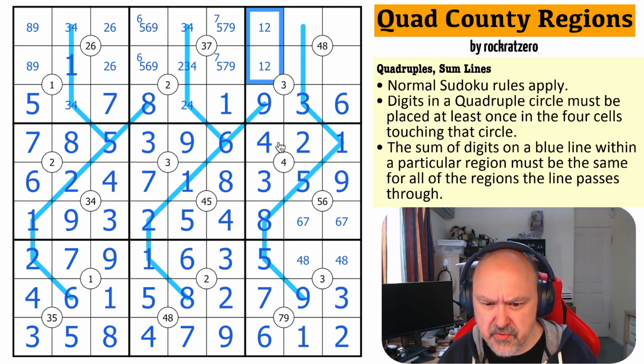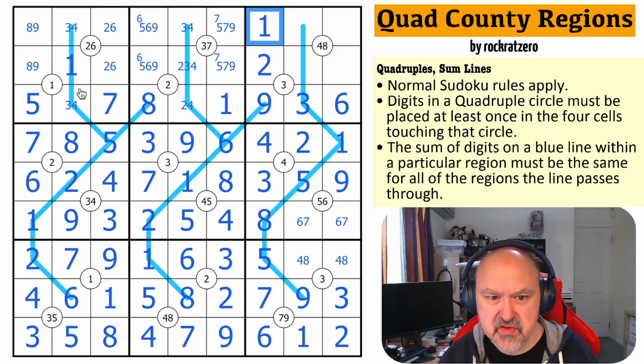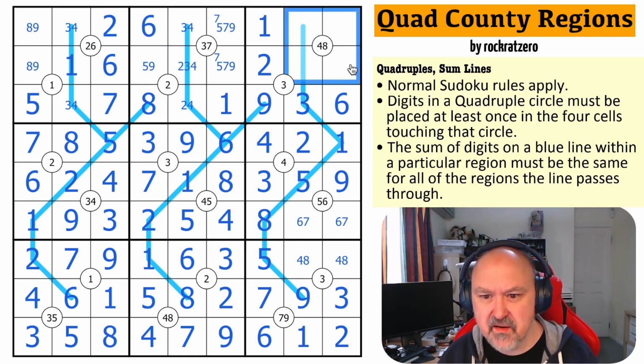1, 2, 3, 4, 5, 6, 7, 8, 9. This is 1 and 2. This 1 makes this 2, which makes this 1. The 2 looks back, making this 6 and this 2. There's no 6 here, so this is the 6. Now, these are 4, 5, 7, and 8.